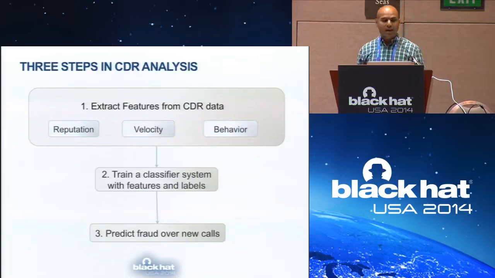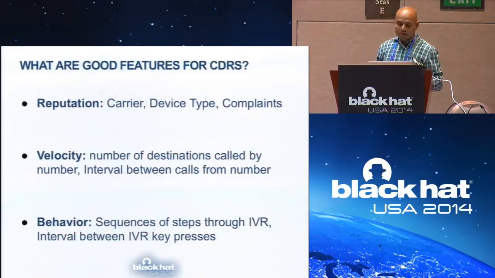So what are these three categories of features, and what are some examples of these? So reputation is the simplest one. It basically tells us what do we know about a phone number. We can look up in a telco database the carrier of the number, which carrier it belongs to. The device type, is it a landline, cell, VoIP? Are there any complaints associated with that number in both public databases as well as private ones? So all these together form reputation features.